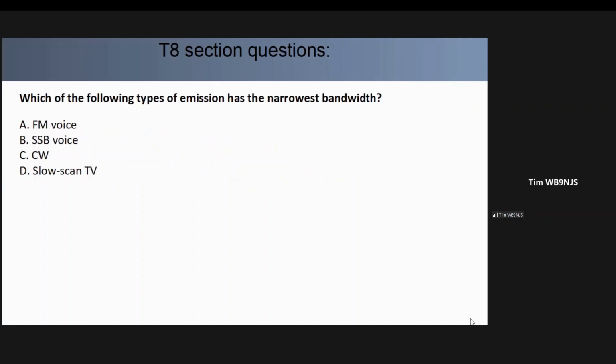Which of the following types of emission has the narrowest bandwidth? Is it FM voice, single sideband voice, CW, or slow scan TV? Well, the very lowest of anything we talked about is CW, or continuous wave, also known as Morse code, about 170 hertz, a fairly narrow signal versus FM voice at 10 to 15 kilohertz.